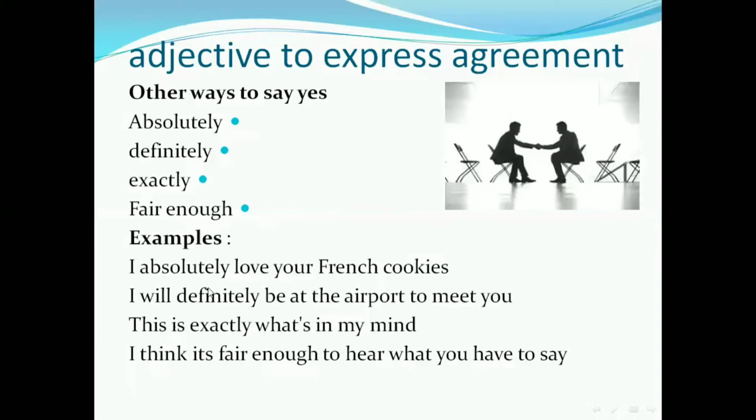Examples. I absolutely love your French cookies. I will definitely be at the airport to meet you. This is exactly what's in my mind. I think it's fair enough to hear what you have to say.